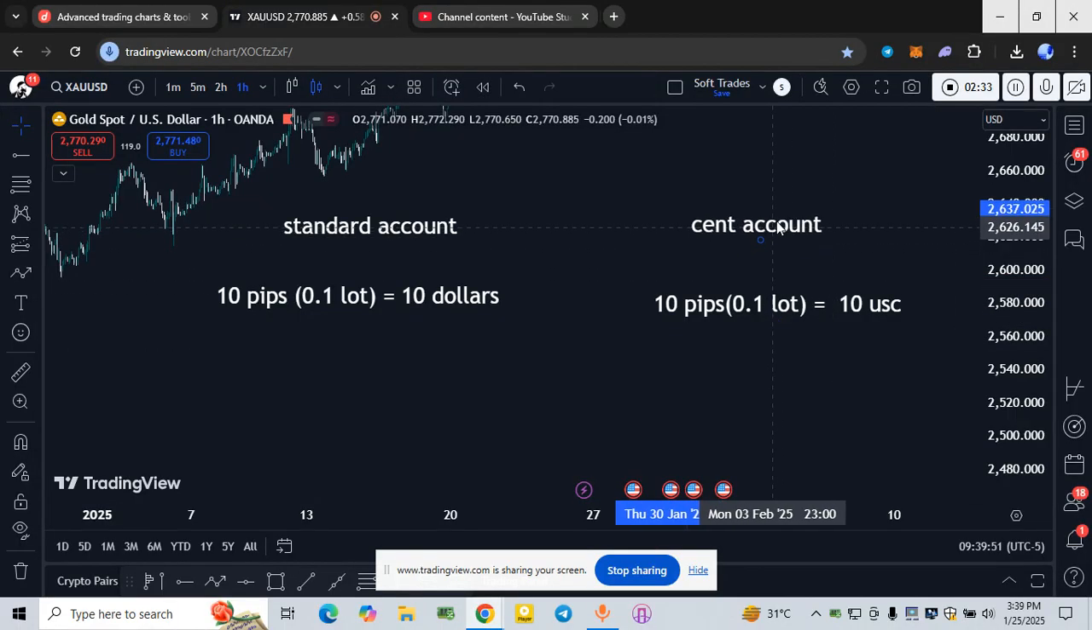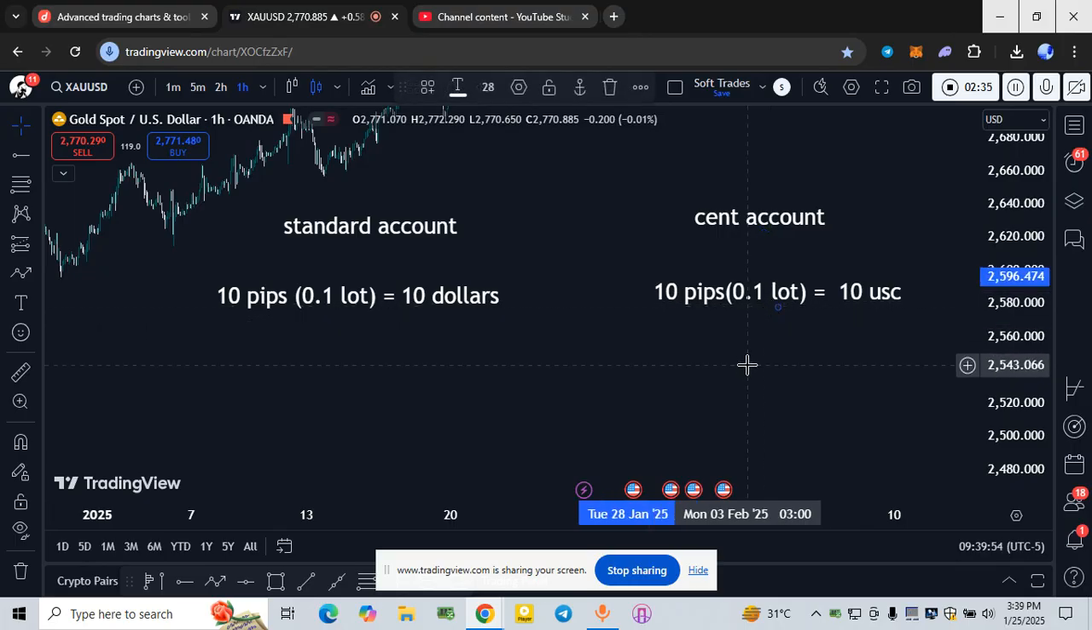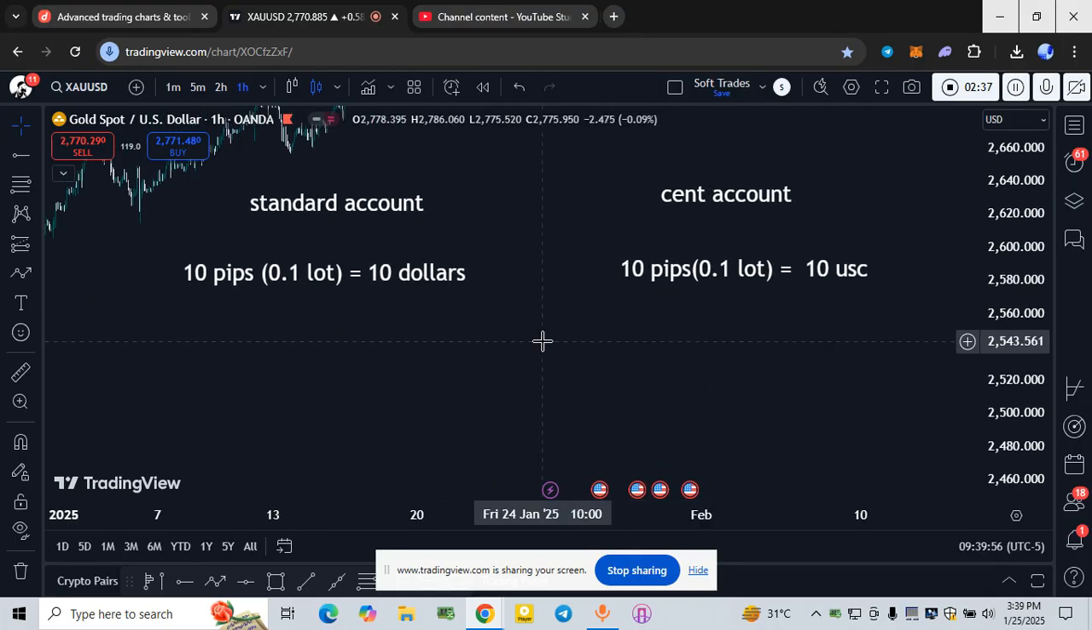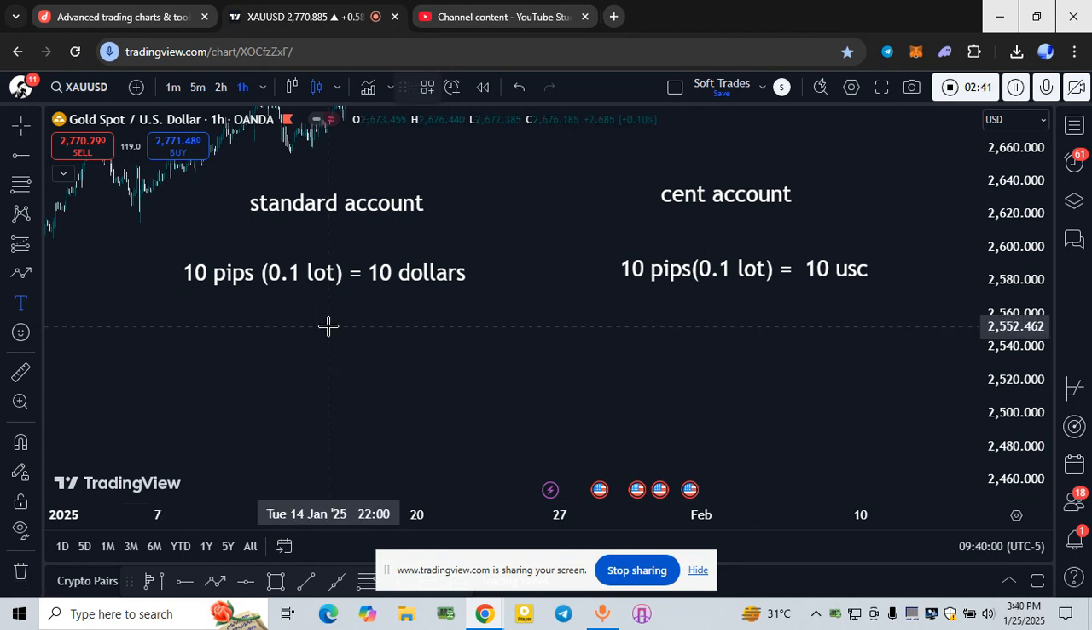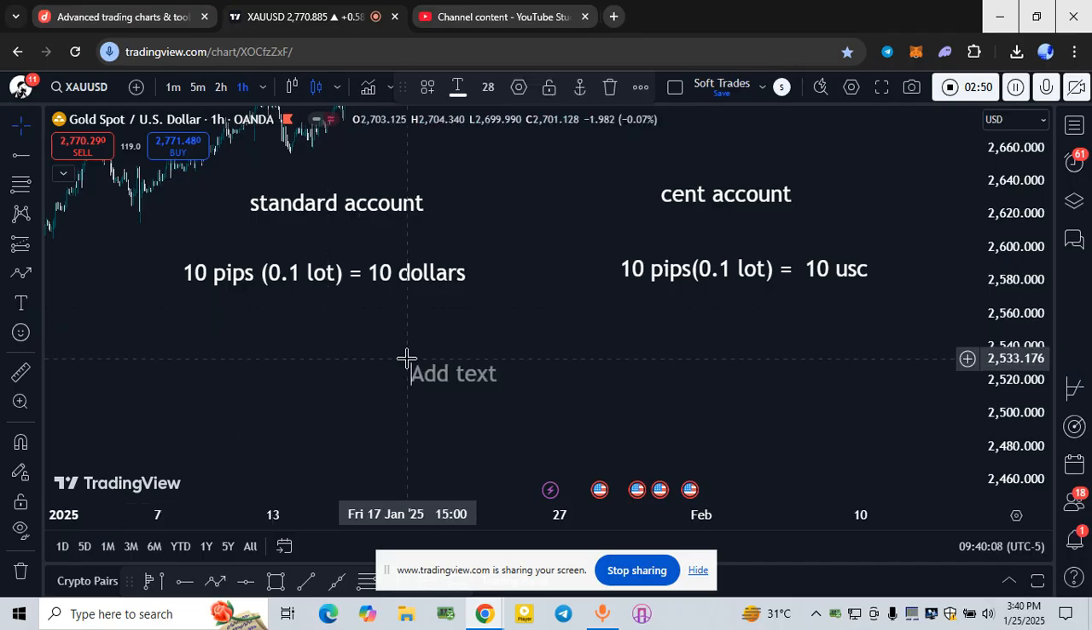Now, the only difference there is that this 10 USC is equal to $0.01. Now, let me explain that. In a cent account, 100 USC is equal to 1 USD, or $1. Let me use dollar.